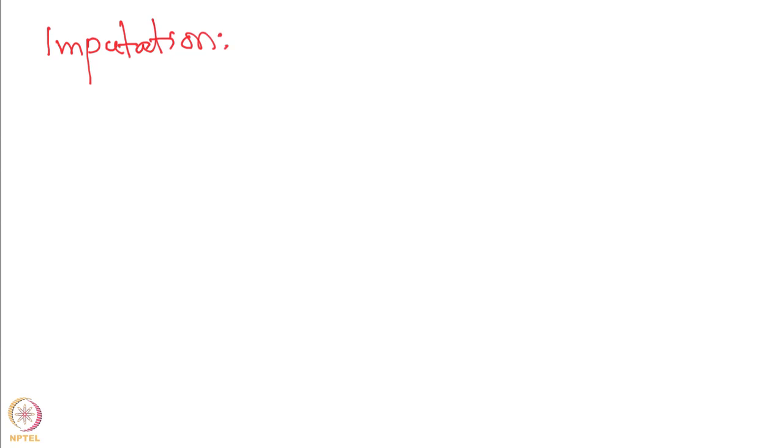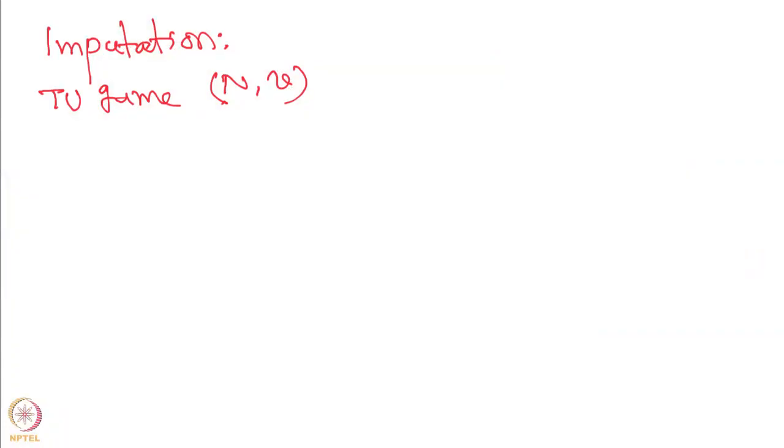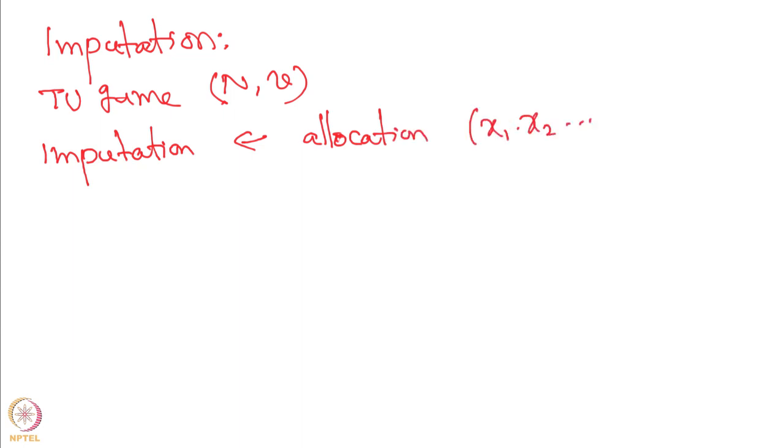So, we always consider a TU game. Even if I do not mention TU game, we are considering only TU games. Let us look at (N, v). So, an imputation is basically an allocation x1, x2, ..., xn. So, you are allocating the worth to each individual, satisfying the following conditions.